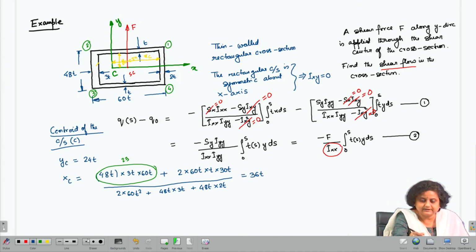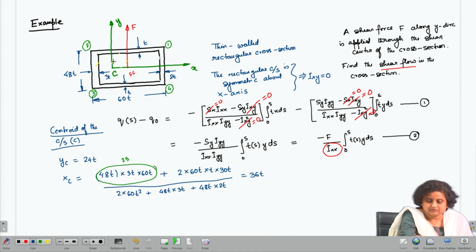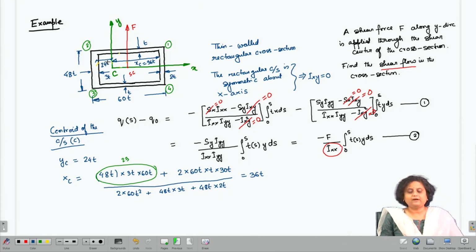So, let me just clearly mention this. This is looking a bit cluttered. So, I have found this is my XC, which is 36 t, and this is the remaining portion, which is 24 t. So, we have found XC, the location of XC.